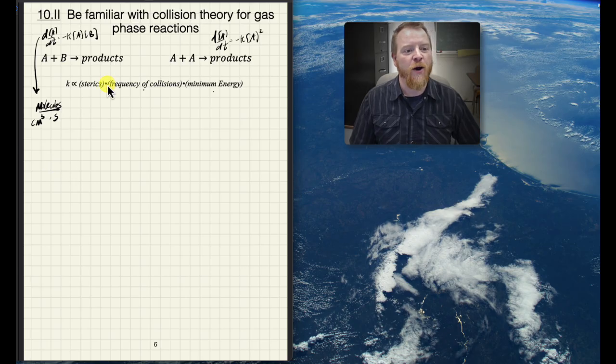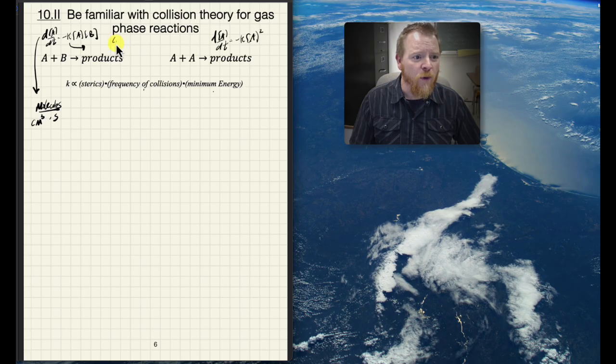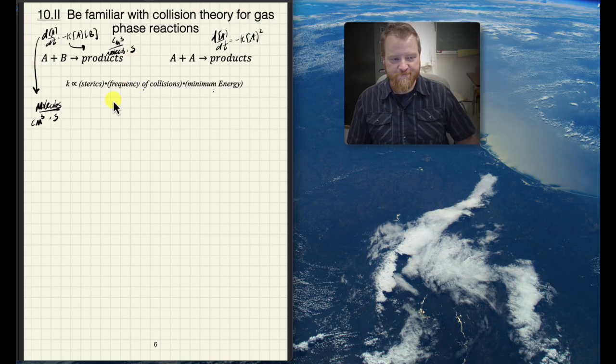So that will be the unit of our rate. And the unit of our rate constant, so let's see if I left myself enough room, for second order will be cubic centimeter per molecule per second. Okay.